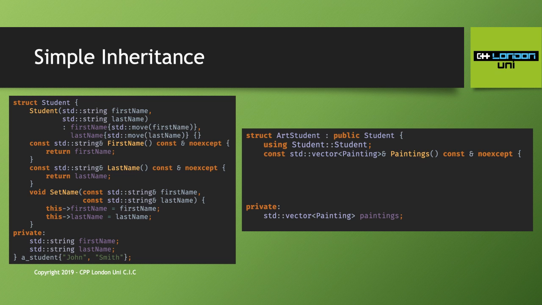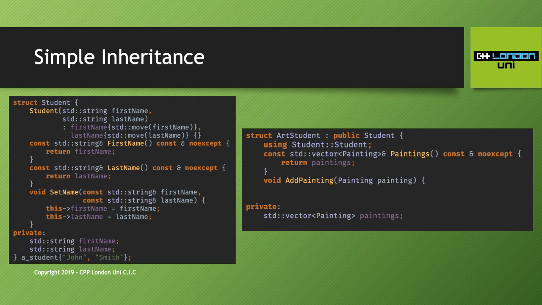Because we inherited publicly, we just get first name and last name for free. Anyone can instantiate an art student class and just use first name and last name, so that saves us writing more code. But we obviously want to give access to the paintings, so again we return a const reference to a std::vector of painting. I called it paintings. It's const accessible, and again lvalue ref qualified and noexcept, but don't worry about those two things. And I just return paintings, which returns the reference.